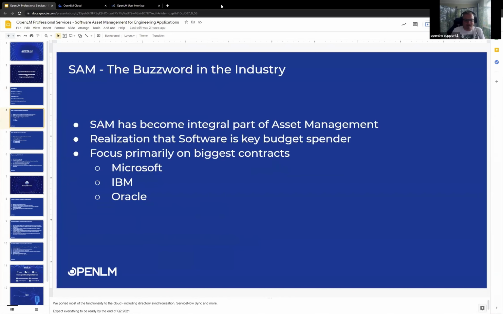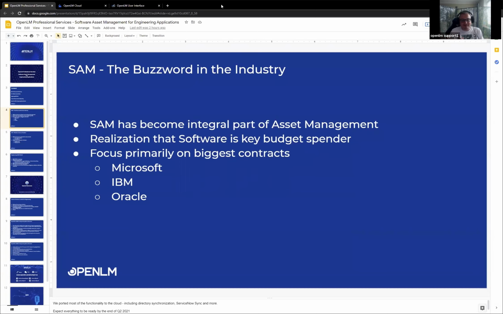So software asset management, the buzzword of the industry. If you have been working with the field, if you have been working as an application owner, or you've been working in the purchasing department, or maybe even if you are a finance controller, you would have realized that in the past years, the software assets management has become an integral part of the whole asset management portfolio that the companies and corporations are dealing with on a day-to-day basis.